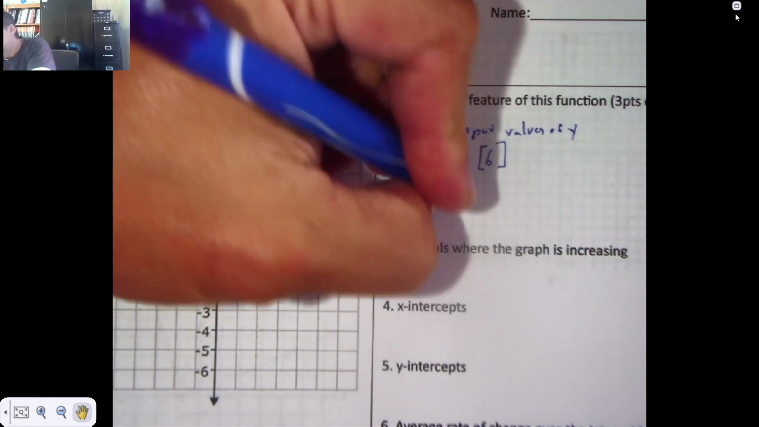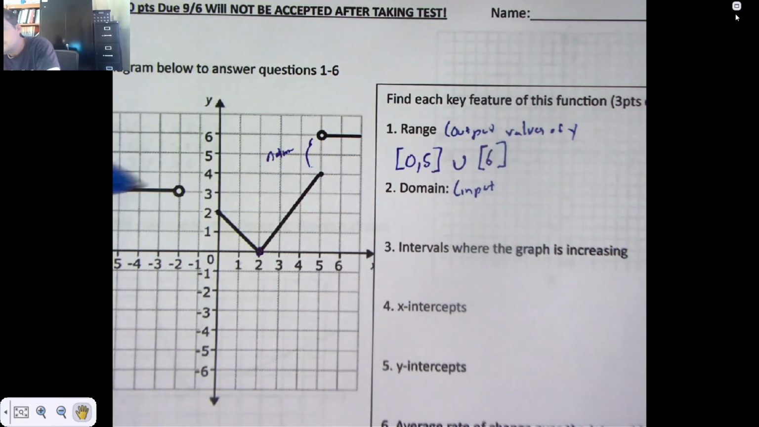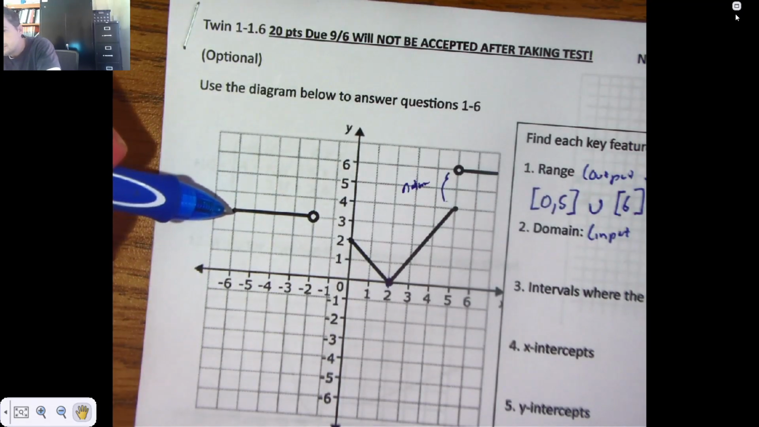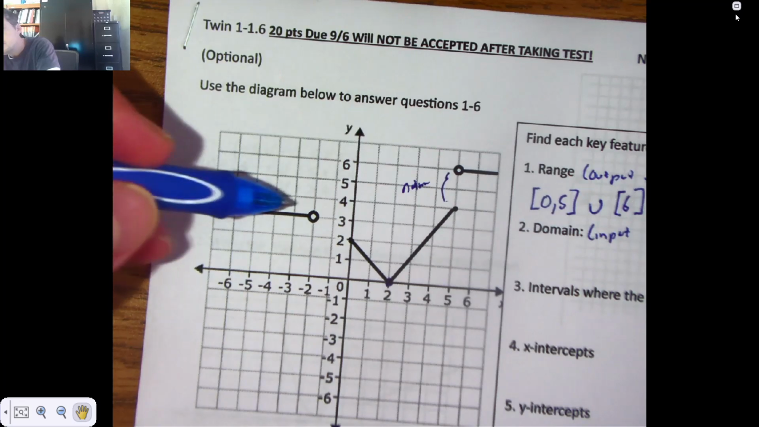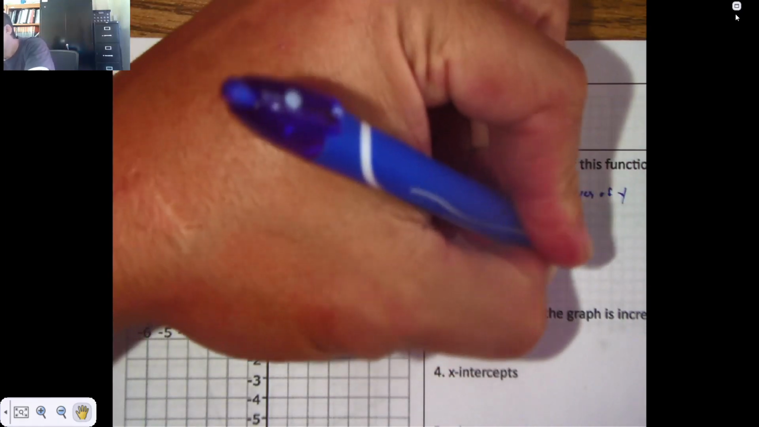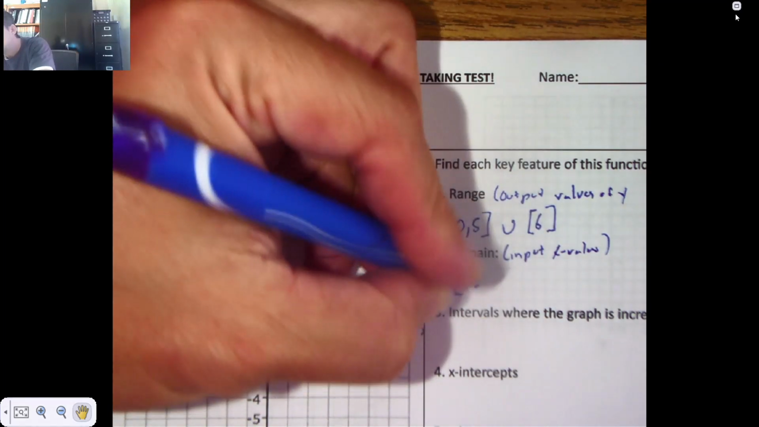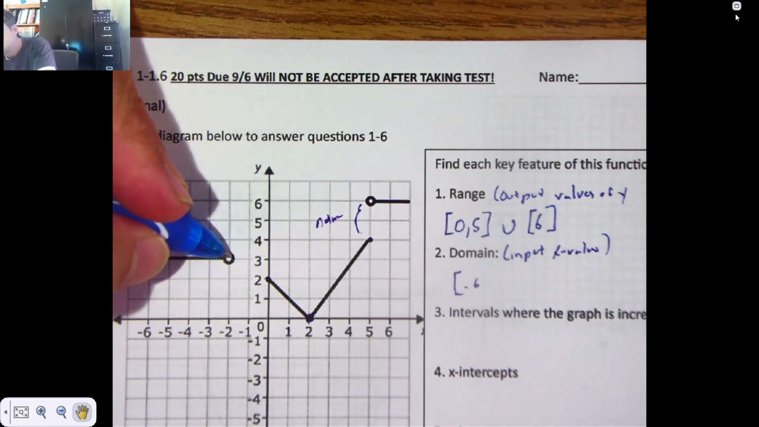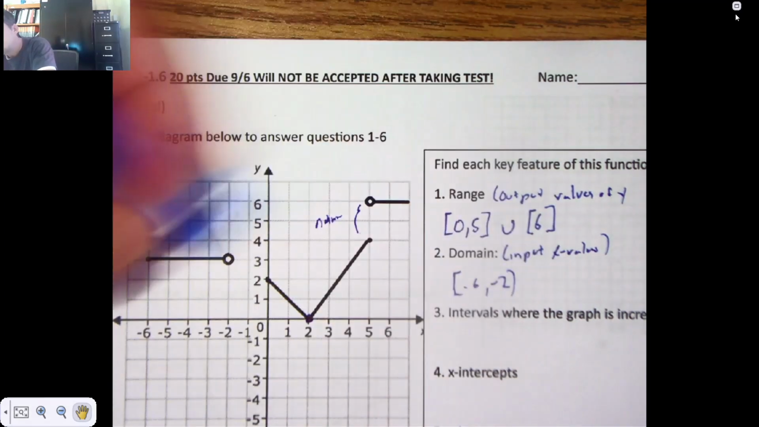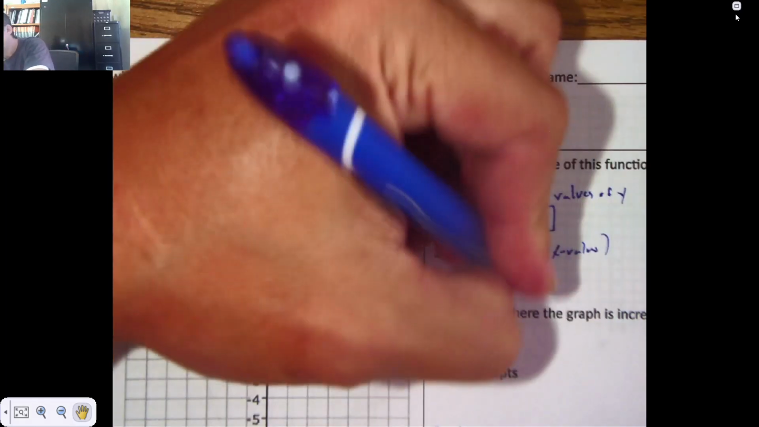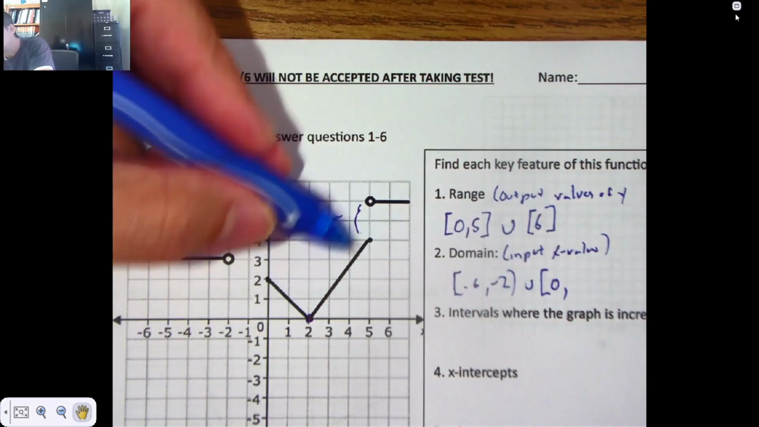Domain is going to be your input, where your pencil is when you draw. Your pencil is not at 3. Your pencil is at x equals -6, and your pencil continues until x is -2. But anyways, your input is your x values. And again, my pencil starts at -6, and that's a solid dot. And I keep drawing until my pencil is at -2, with an open dot, so parentheses. And then I have to start over here. And my pencil starts at where x is 0, and I continue drawing until x is 5.